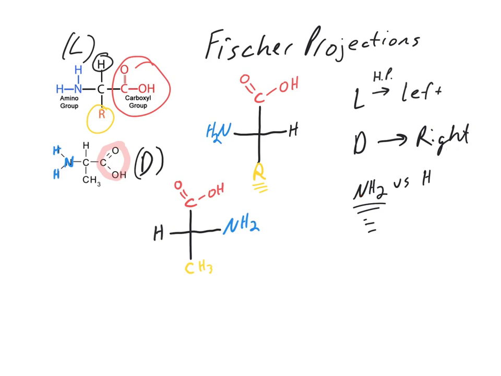And so if we come back over here, we can say this one, it's on the left. So this has to be my L amino acid. Here it's on the right. So it has to be my D. All right, I hope this helps you with understanding Fischer projections and also L and D.